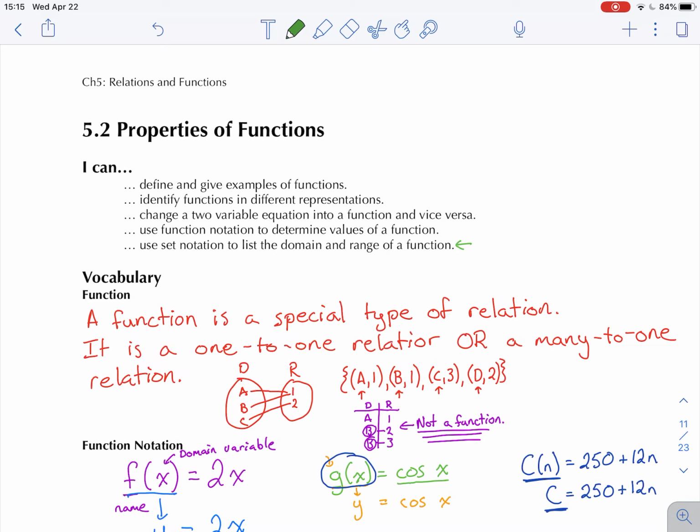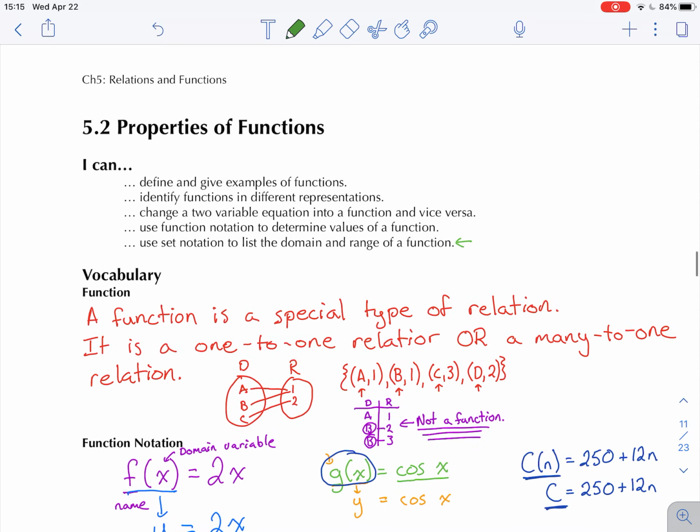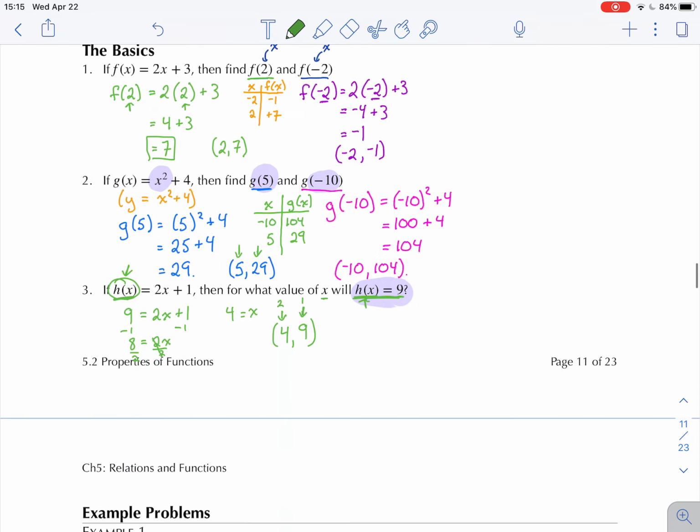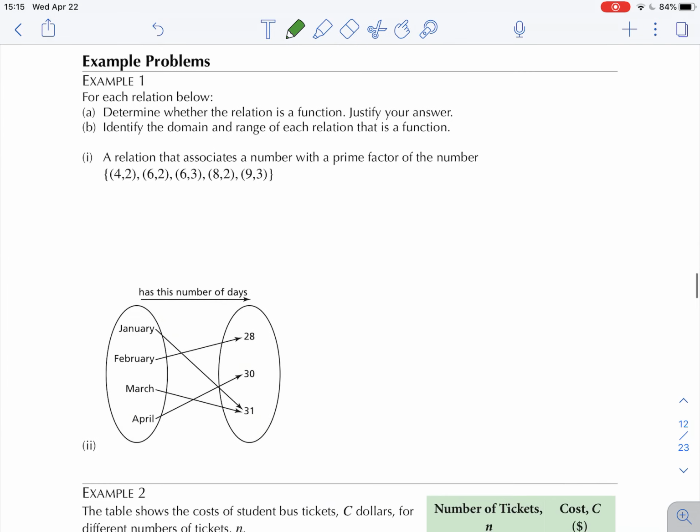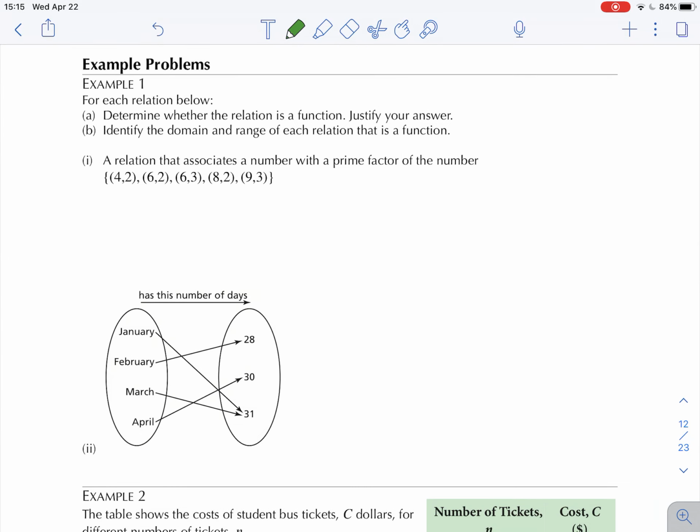Hello, this is Mr. Stein, and in this video we are going to go through the example problems to illustrate the properties of functions. After these videos, you should be able to define and give examples of functions, identify functions in different representations, change two-variable equations into a function and vice versa, use function notation to determine values of a function, and use set notation to list the domain and range of a function.